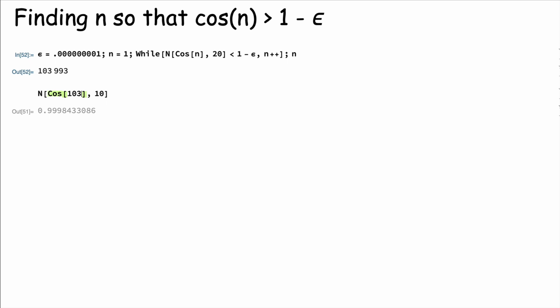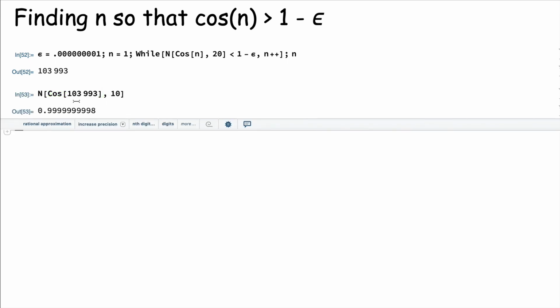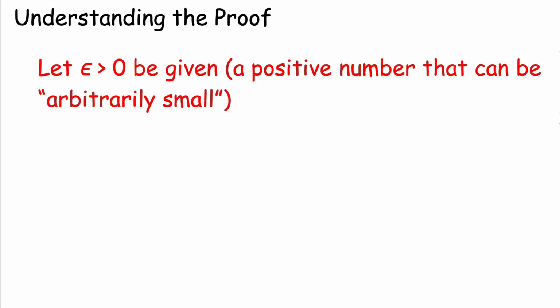I plug that into the cosine function, approximate it. I can see I'm within 0.000000001 of 1. While all that numerical evidence is great, it's only suggestive of the fact that the supremum of the set of outputs of the cosine function as n ranges over the positive integers is 1. It's not a mathematical proof.